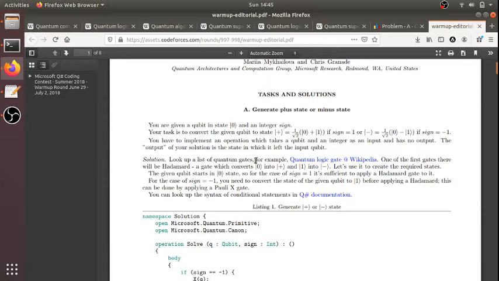Look up a list of quantum gates, for example, quantum logic gate editor in Wikipedia. Okay, thank you. For the first gates, there will be the Hadamard, a gate which converts 0 to plus and 1 to minus. Let's use it to create a required state. The given qubit starts in 0 state. So for the case of sign equal to 1, it is sufficient to apply a Hadamard gate to it. For example, Hadamard gate is the Pauli gate. And what are these states? Plus and minus states. What are these states?